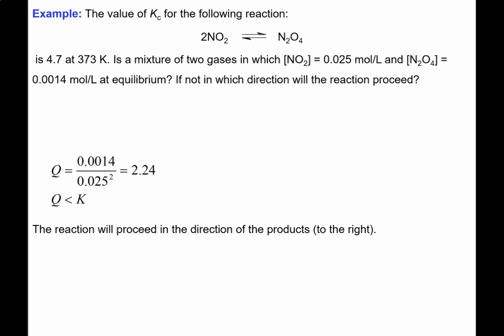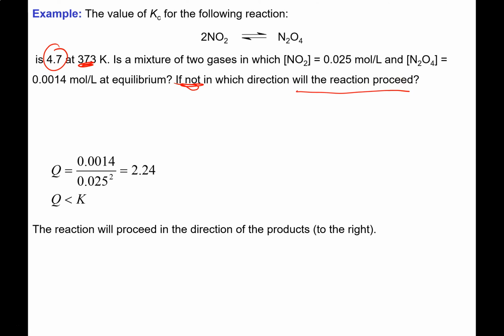So here's an example problem. It says the value of the concentration equilibrium constant for the following reaction is 4.7 at 373 K. So 373 K is around 100 degrees Celsius. So 4.7, it's not really that small, but it's not that big. I'm going to say it's going to be mostly reactants with a little bit of products. It says, a mixture of the two gases in which the concentration of NO2 is 0.025 and the concentration of N2O4 is 0.0014 moles per liter at equilibrium. If it's not at equilibrium, in which direction will the reaction proceed?